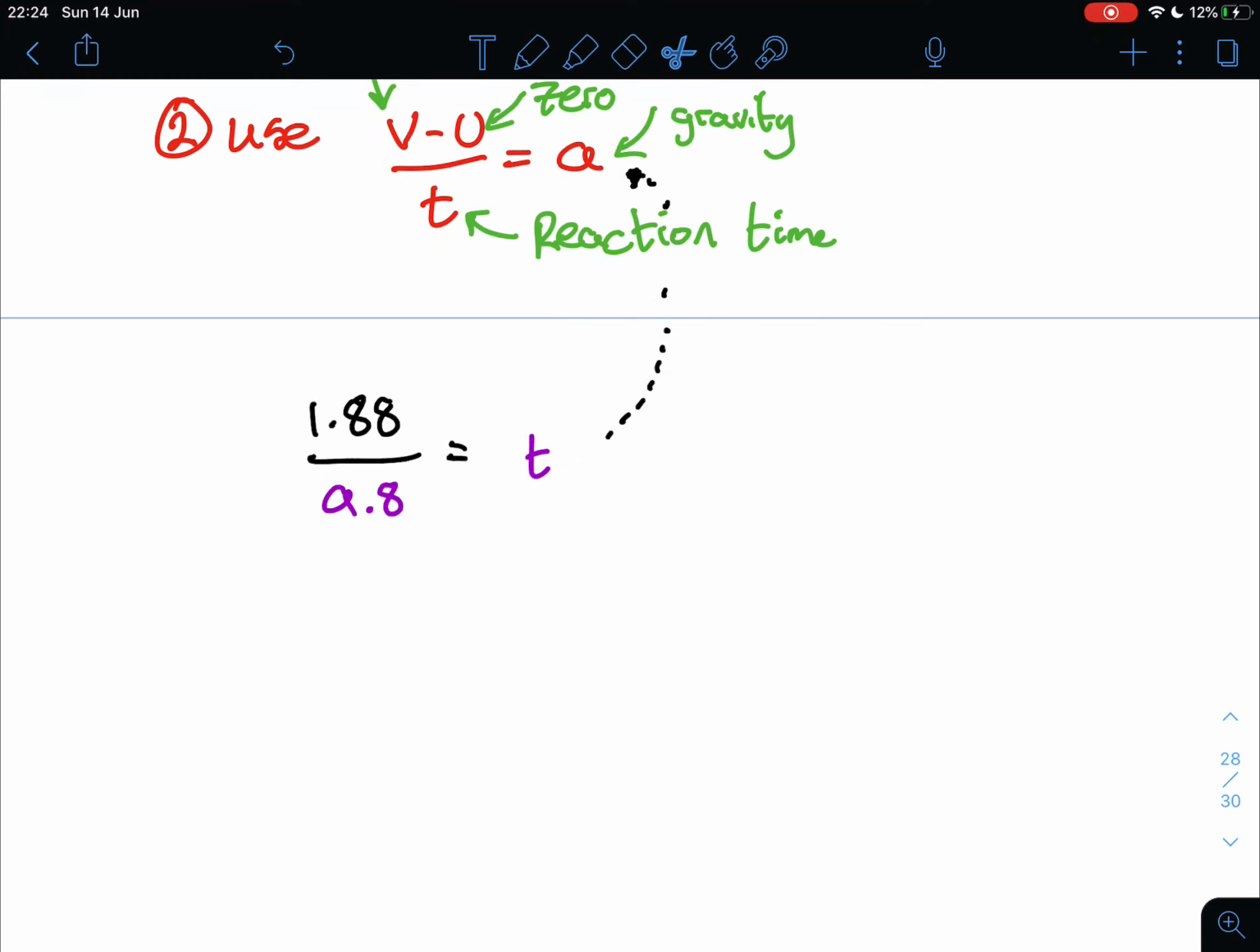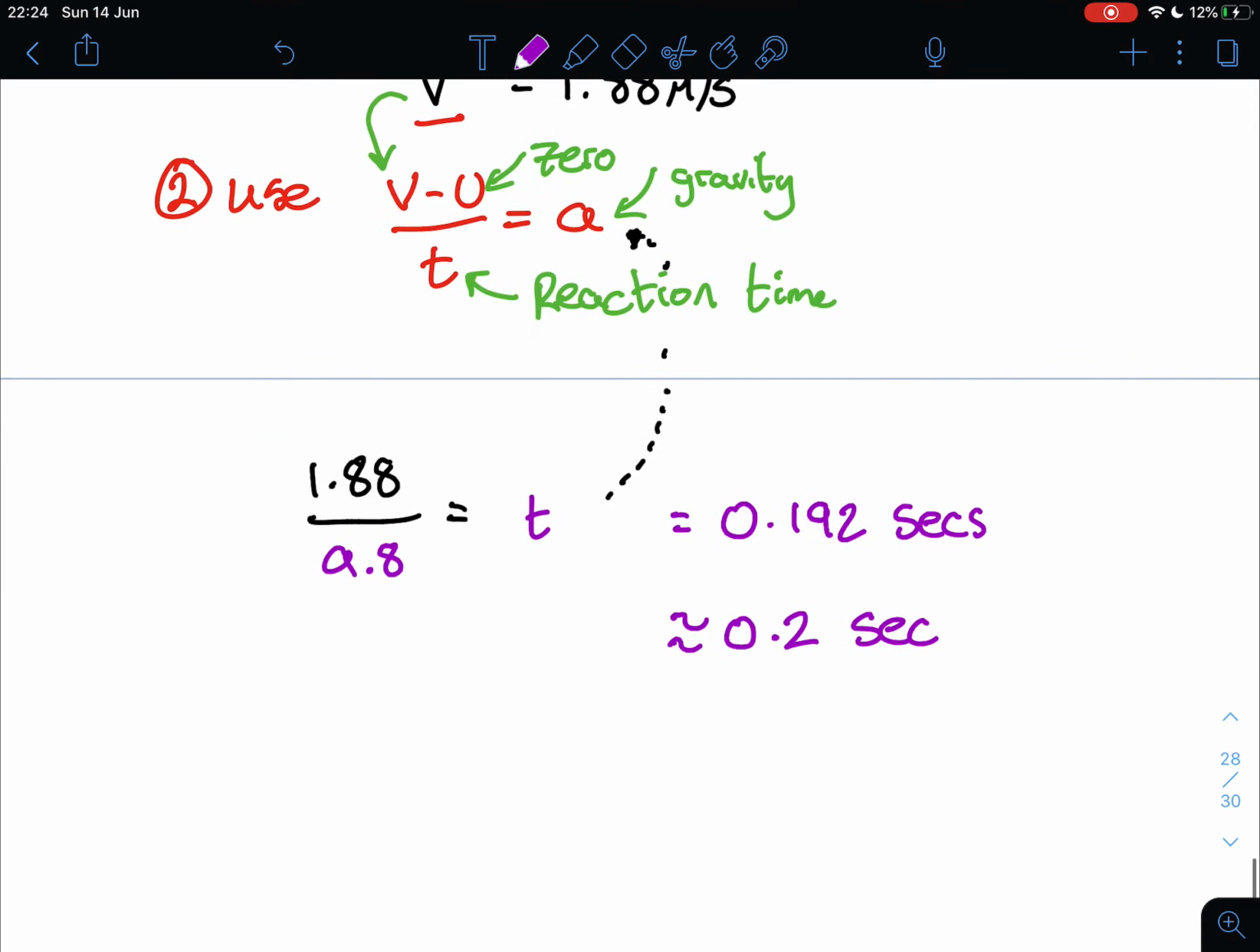So let's try that. And again, if you remember, we said a reaction time is usually around 0.2, so 1.88 divided by 9.8, and in this case we'll get an answer of 0.192 seconds, which was a pretty good guess, wasn't it? Which is approximately 0.2 of a second. So you'll find for most people it ranges from about 0.17 to 0.22. We're all pretty much made the same. Now, what does that mean?